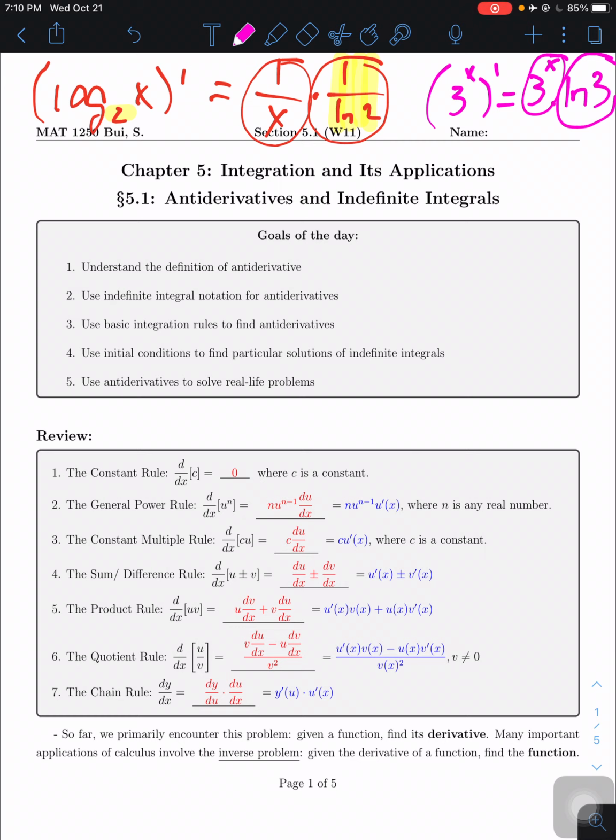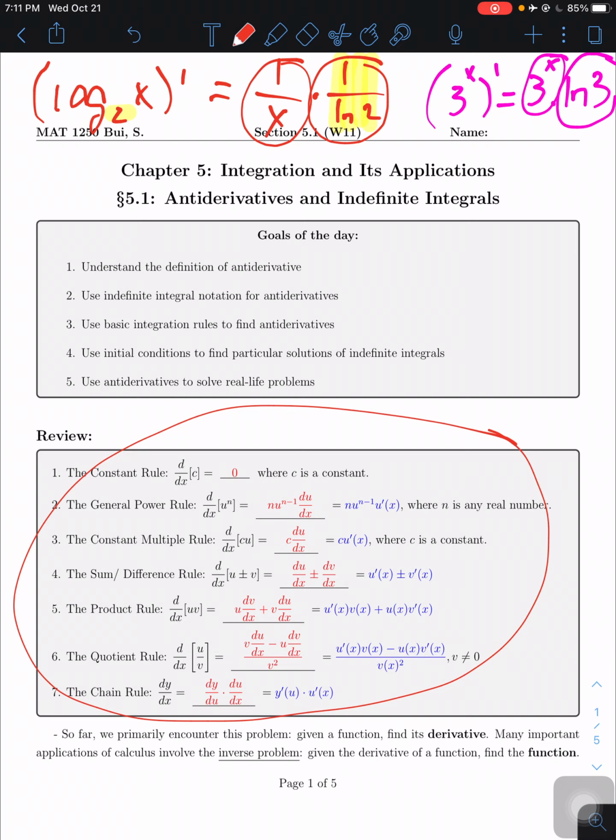So let's talk about 5.1, antiderivatives and indefinite integrals. Before we get into that, the table in here is a quick review of all the derivatives that we learned so far. We have the constant rule, general power rule, constant multiple rule, sum and difference rules, also product rule, chain rule, and quotient rule.